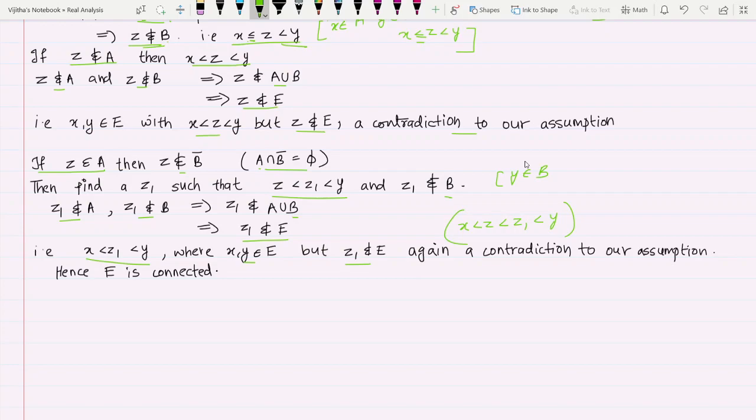And the property is that whenever X is an element of E and Y is an element of E, then Z is an element of E. So, whenever X and Y are in E with the property that X less than Z less than Y, this should imply that Z is an element of E. So, it means that E should be connected. So, we have proved the necessary and sufficient condition for a subset E of R to be connected. Okay, thank you.